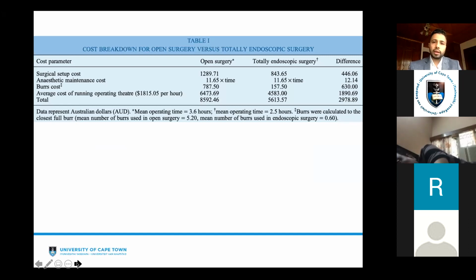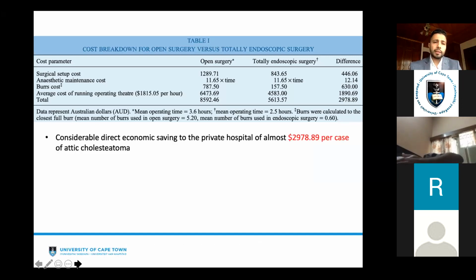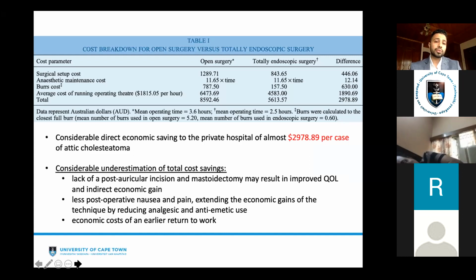And just to break down these costs, there was a helpful table in that study as well. And there's a considerable saving to the private hospital in this study of almost 3,000 Australian dollars per case of an attic cholesteatoma. And this study concluded that this was just an underestimation of total cost savings to that patient, in that the lack of a post-auricular incision and a mastoidectomy may result in an improved quality of life moving forward, and therefore an indirect economic gain.